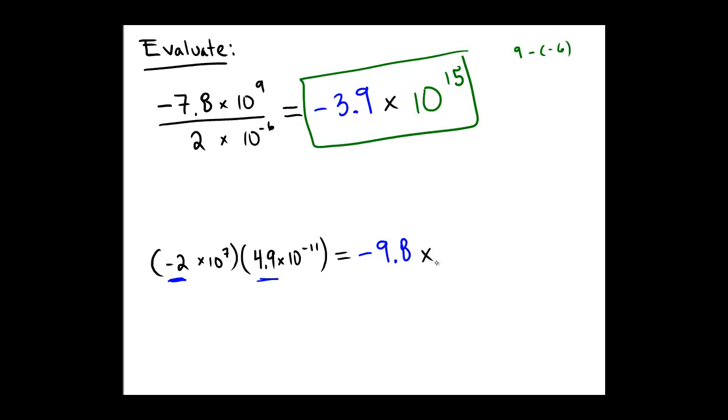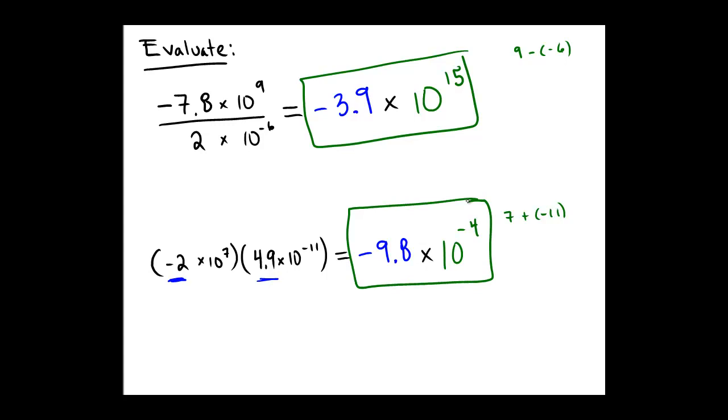And then we're going to look at the exponents on the tens separately. Since we're multiplying, the product rule for exponents is to add our exponents. So we have 7 plus negative 11. These are enemies, and it looks like the 11 is winning by 4. So we will have 10 to the negative 4. So negative 9.8 times 10 to the negative 4 for that one.